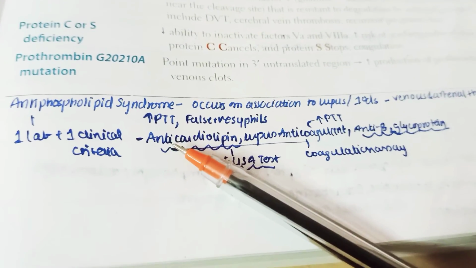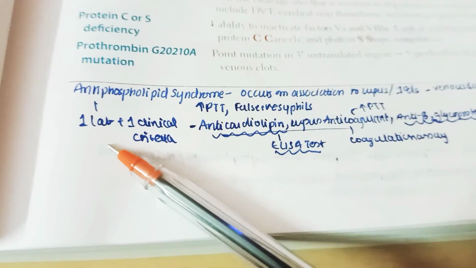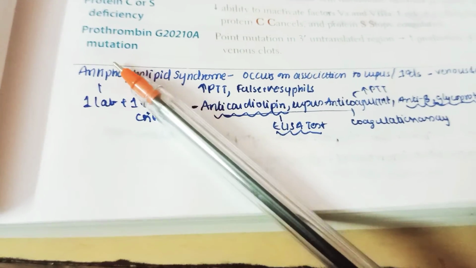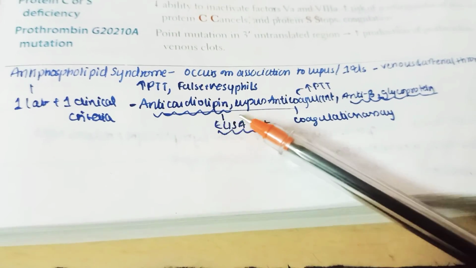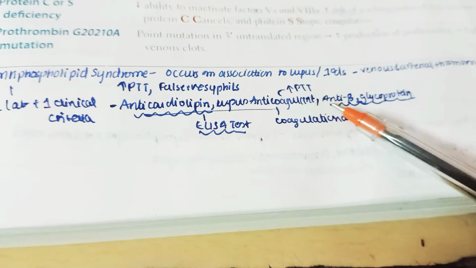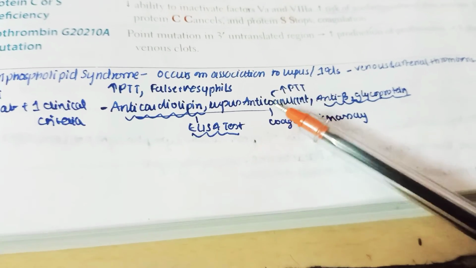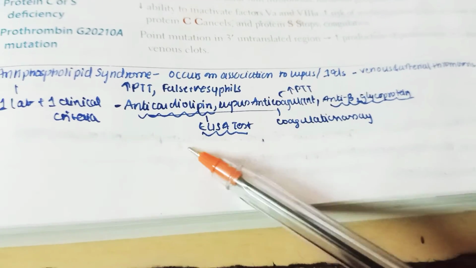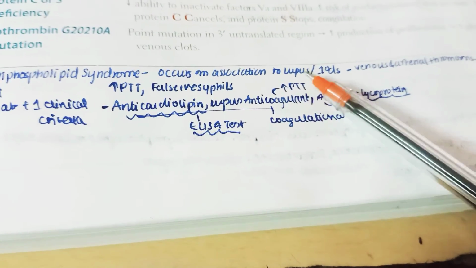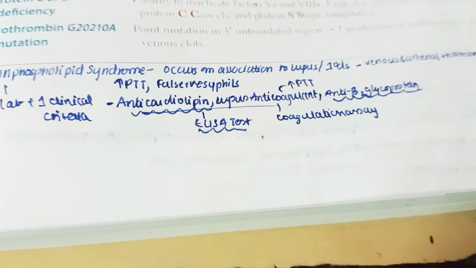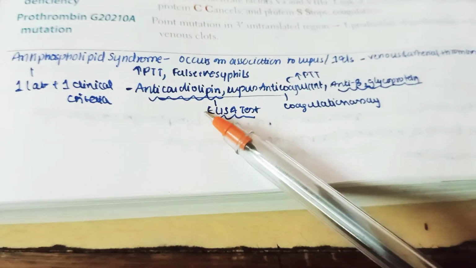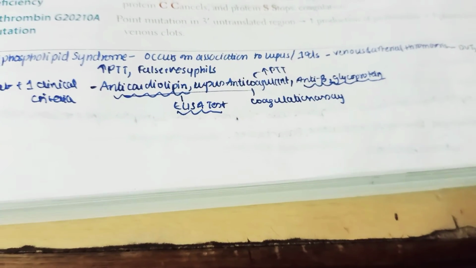PTT is the only one increased, meaning the intrinsic side is increased. So we should see one lab and one clinical criterion to confirm this. That is anticardiolipin, lupus anticoagulant, anti-beta 2 glycoprotein. Lupus anticoagulant is a coagulation assay. ELISA test, you can also see increased PTT. Okay, we do mainly the ELISA test for anticardiolipin and anti-beta 2 glycoprotein.